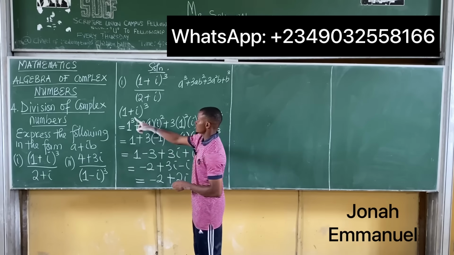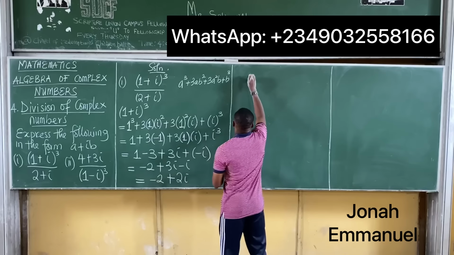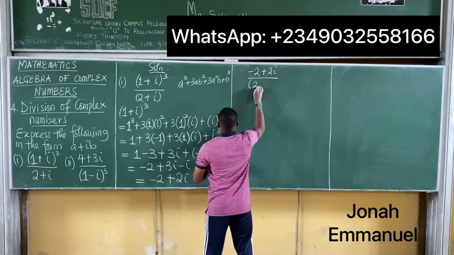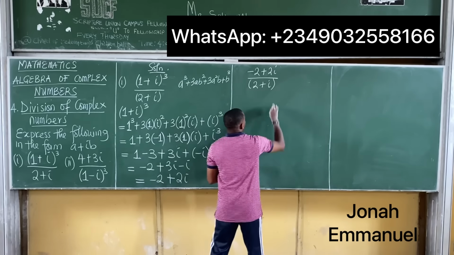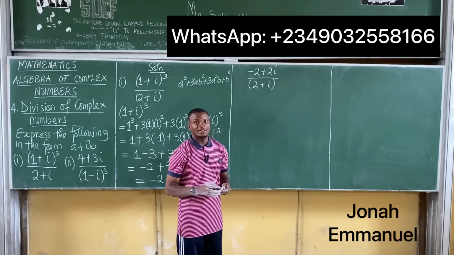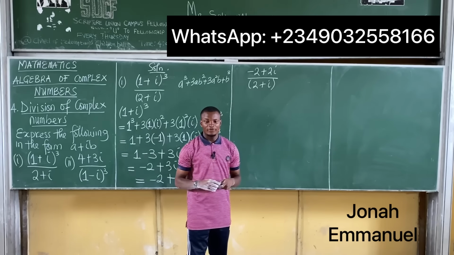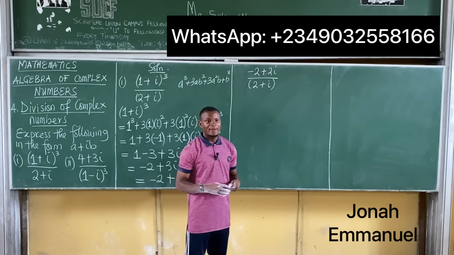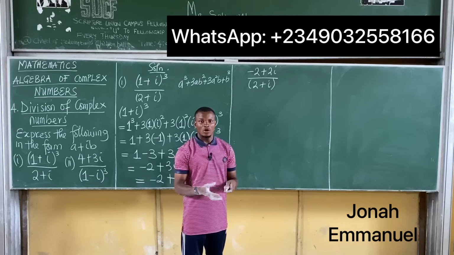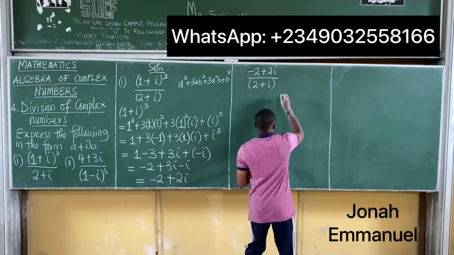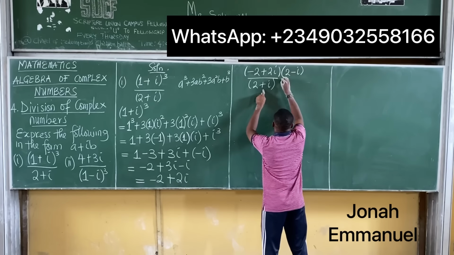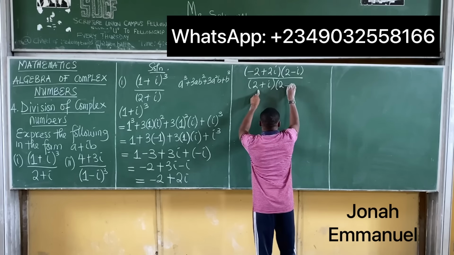Let's proceed. So it means that all of this numerator is now this. That's minus 2 plus 2i all over denominator 2 plus i. So we have this one here. What's wrong here is that my denominator is a complex number, and we said it is improper to leave the denominator of a fraction as a complex number. So in this case, what do I do? I'll have to multiply both numerator and denominator by the conjugate of the denominator. So multiply this by the conjugate of this, that becomes 2 minus i all over, multiply this by its conjugate, 2 minus i.